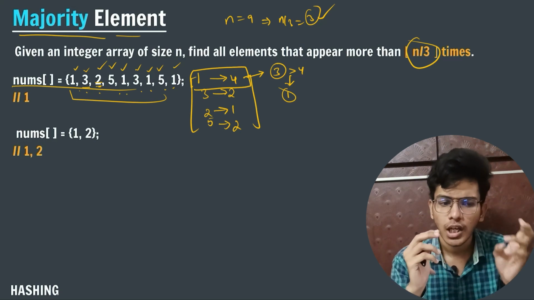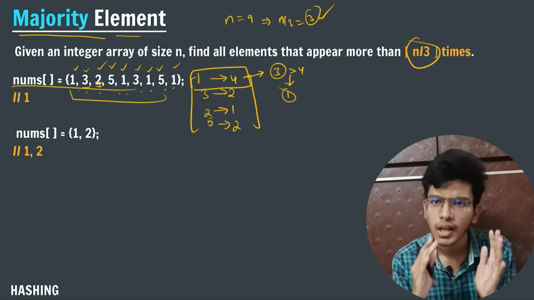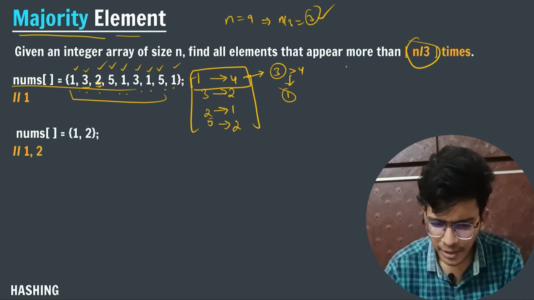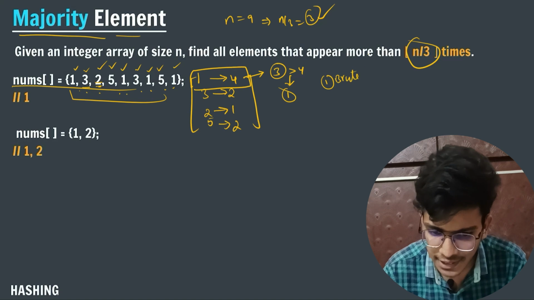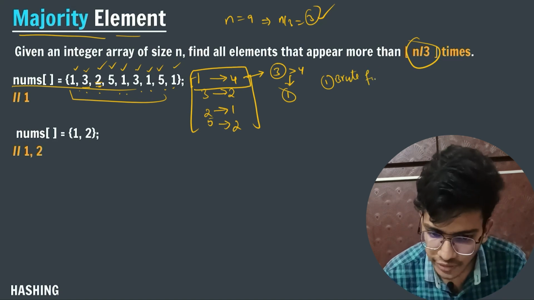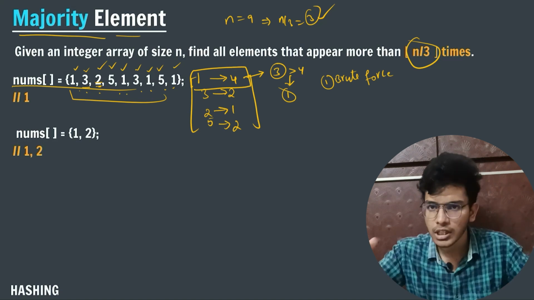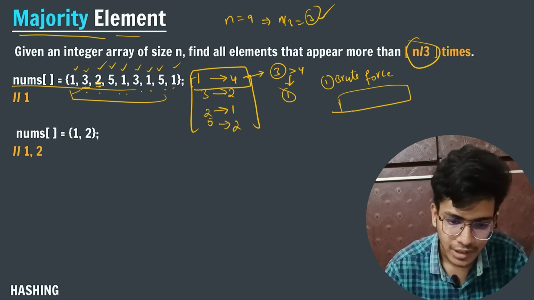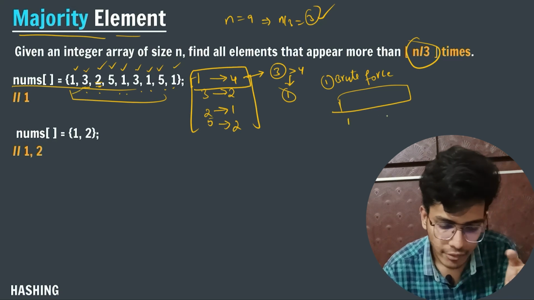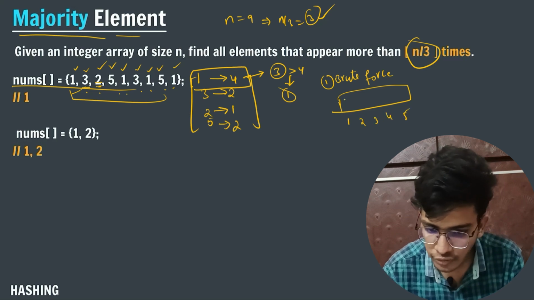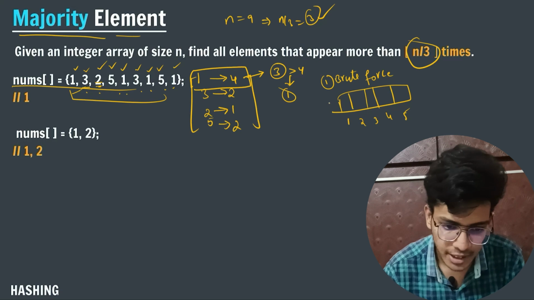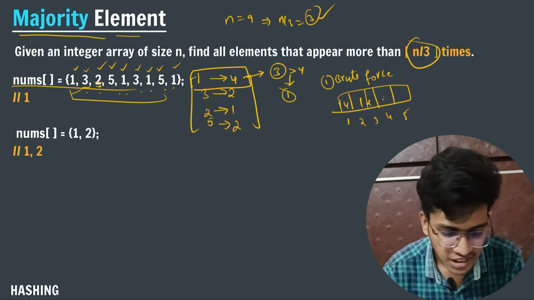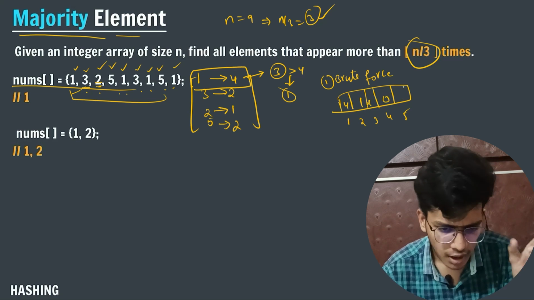I hope you have understood the overall ask of the question. Now if I talk about brute force, let's say I don't know the concept of hash map. What I will do is create a new array and store the occurrence of each element. We have 5 elements, so 1, 2, 3, 4, 5, and I will store the occurrence of each: 1 has occurred 4 times, 2 has occurred 1 time, 3 has occurred 2 times, 4 has occurred 0 times, and 5 has occurred 2 times.